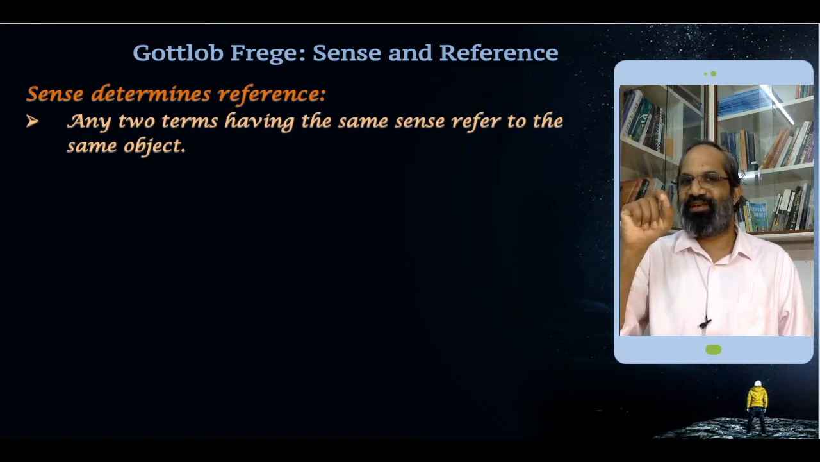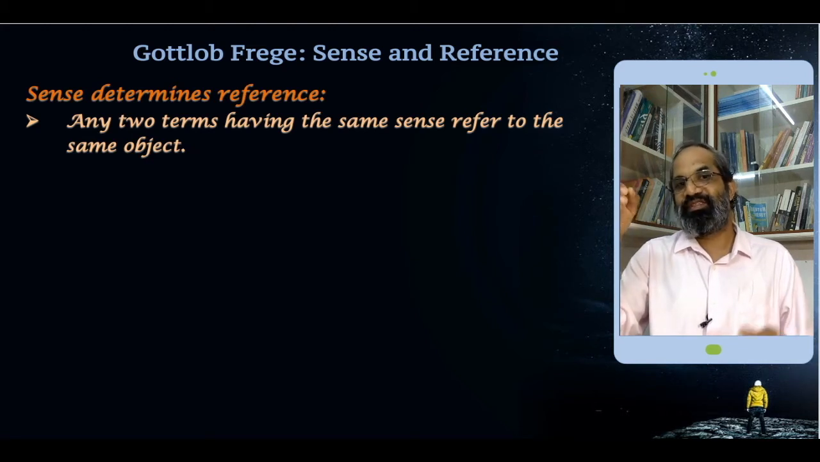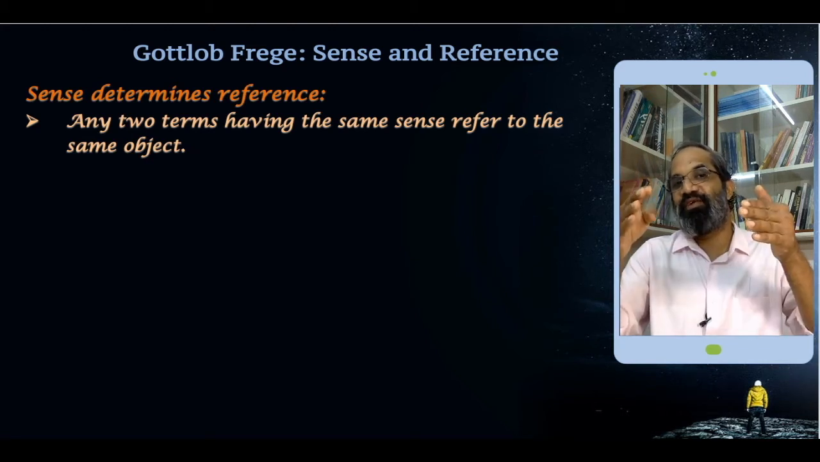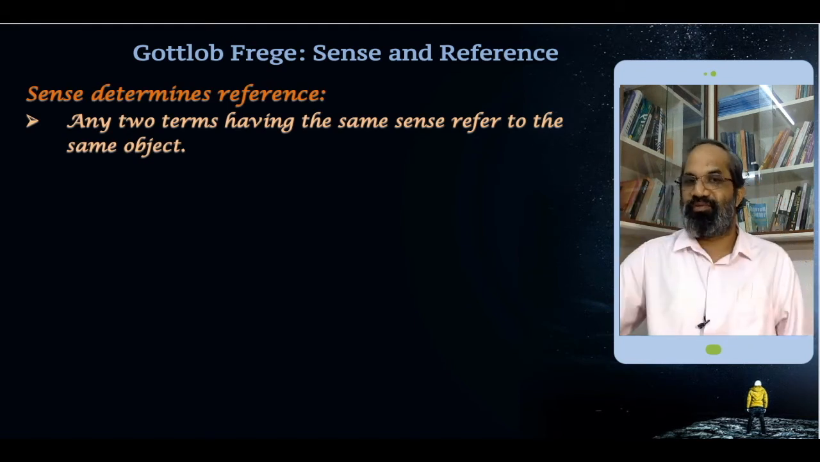What is the reference? The object which the sign refers to. That reference is determined by the sense. So having the same sense, two signs cannot refer to different objects.